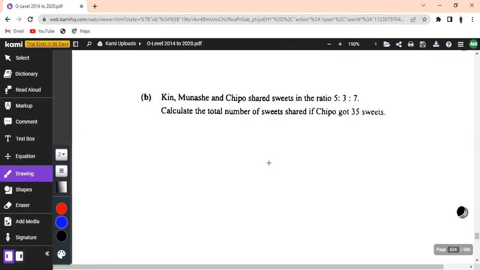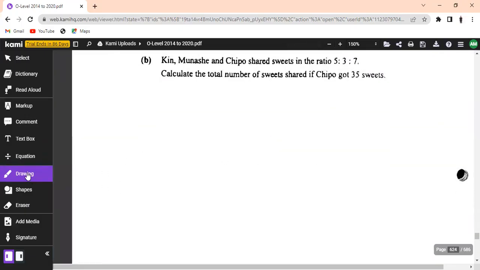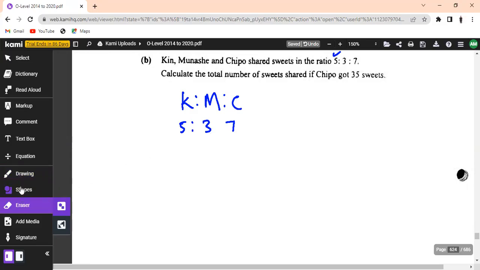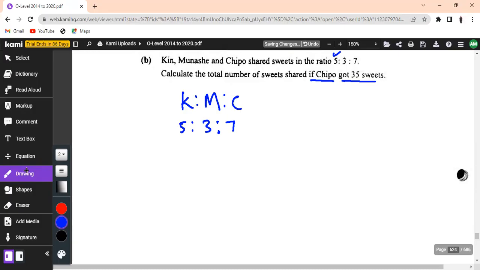Kim, Munashe, and Chipo shared sweets in the ratio of 5:3:7. So these are the people who are sharing the sweets here: Kim to Munashe to Chipo, in the ratio 5:3:7. The question is to calculate the total number of sweets shared if Chipo got 35 sweets. Chipo has a ratio of 7, and she got 35 sweets. So what about all of these people? How many sweets did they share? We need the total.